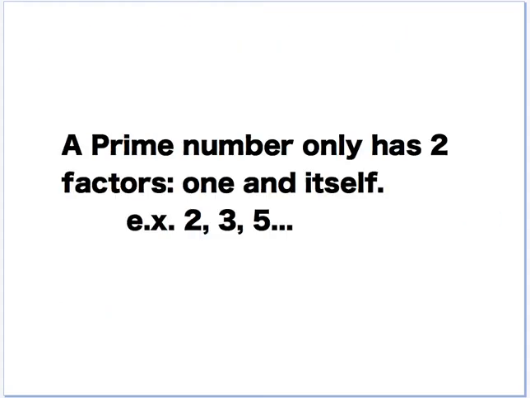A prime number only has 2 factors, 1 and itself. For example, there's 2, 3, 5, 7, 11, 13. It goes on and on and on. They only have 2 factors. If you look at 2, we go 1 times 2, and 2 times 1 is the same thing, so those are the only 2 factors. 3: 1 times 3, 2 does not divide evenly into 3, and 3 is already there, so we've already got that.